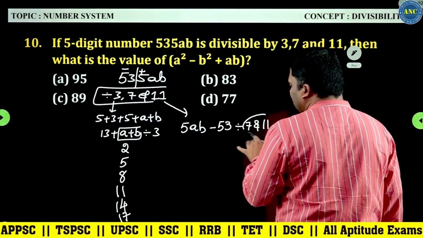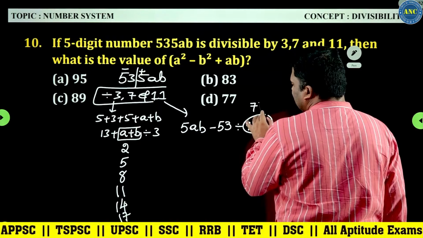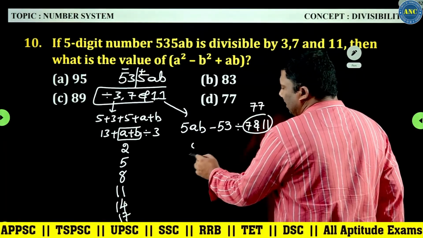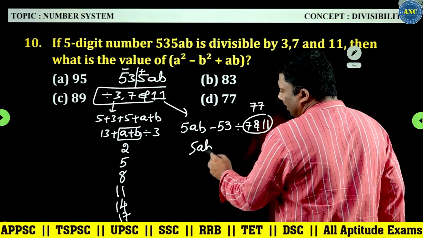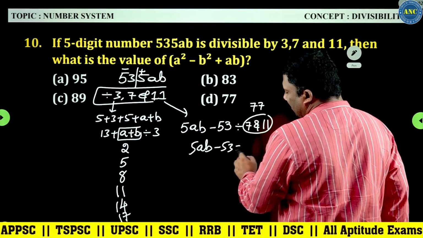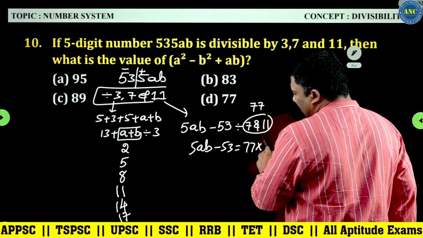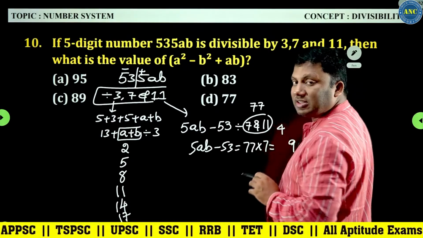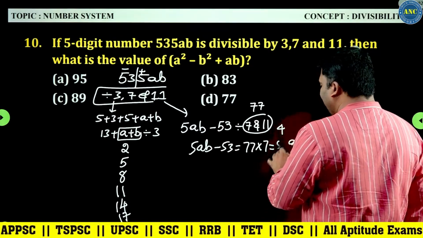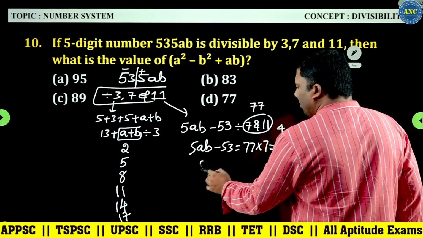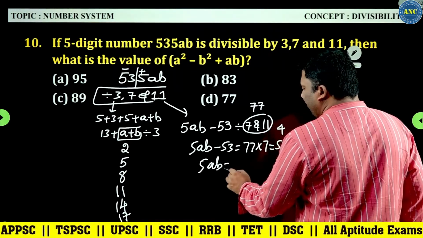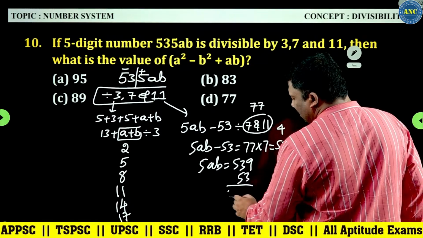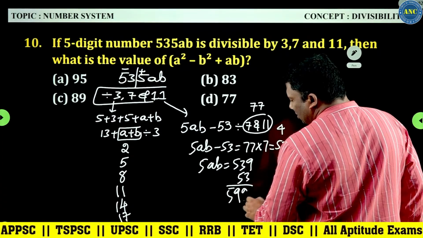Any number which is divisible by 7 and 11 is a multiple of 77. What is the multiple of 77 closer to 500? 77 sevens are, 7 sevens are 49, 49 plus 4, 539. So 5ab will become 539 plus 53. That means it will become 592.